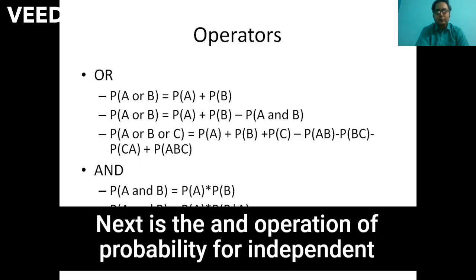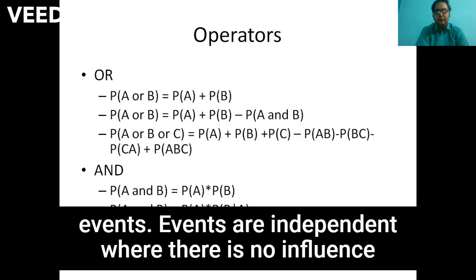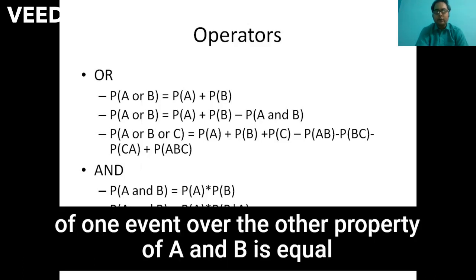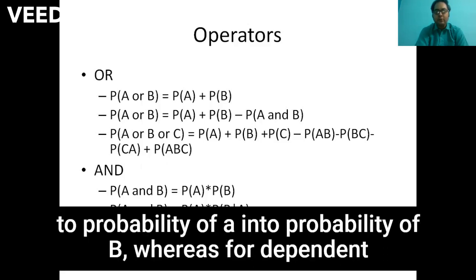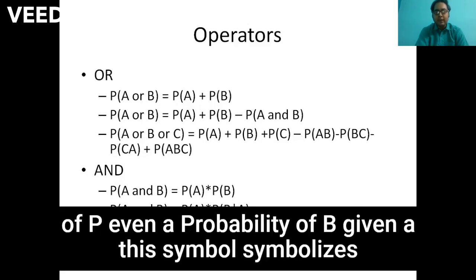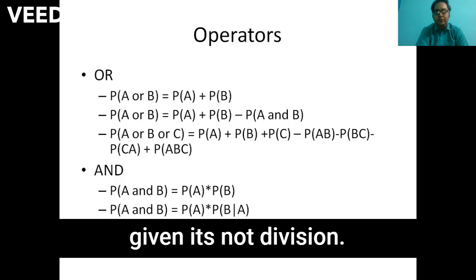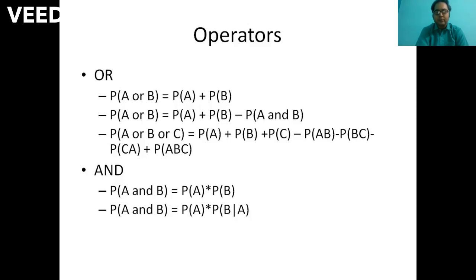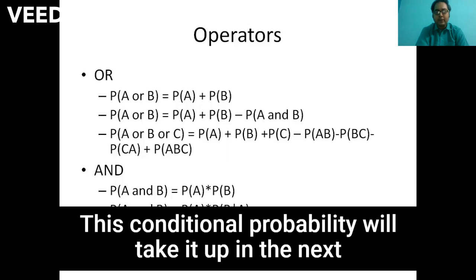Next is the AND operation of probability. For independent events, where there is no influence of one event over the other, probability of A and B is equal to probability of A into probability of B. Whereas for dependent events, probability of A and B is probability of A into probability of B given A. This symbol symbolizes given, it's not division. This is conditional probability, we will take it up in the next lecture.